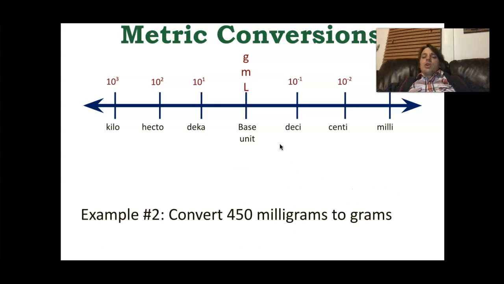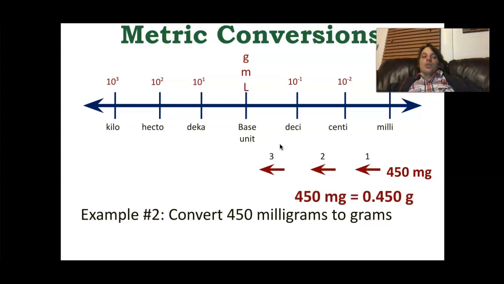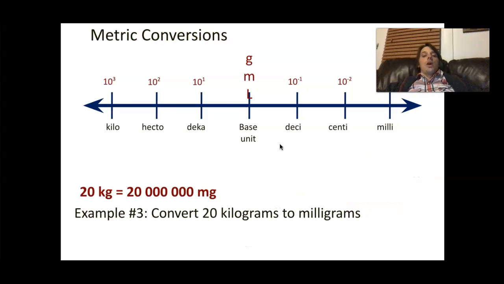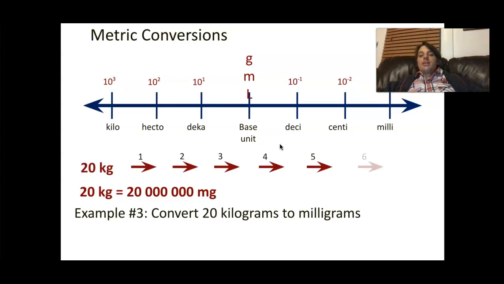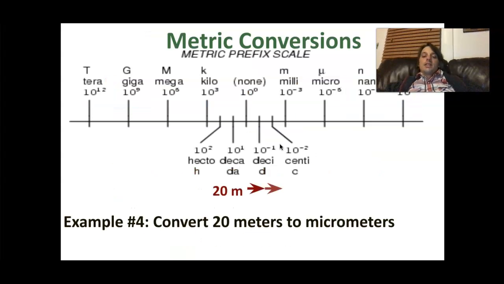Okay, all right, so going from milligrams to grams, maybe take a second and pause the video. Going from milligrams to grams, I'm moving to the left 3 places, which would be 0.45 grams. Okay? You could also use dimensional analysis and divide by 1,000. 20 kilograms to milligrams, I'm moving 6 places to the right. That's where I got that 20 million milligrams. I could also multiply by 1,000,000. Okay? So you can do this in a variety of ways.